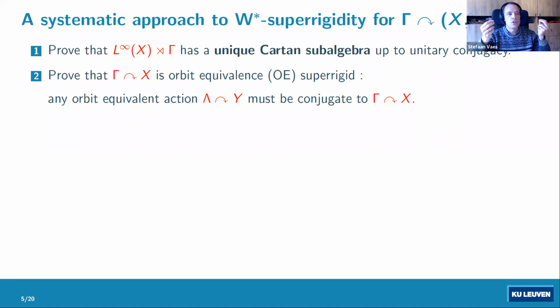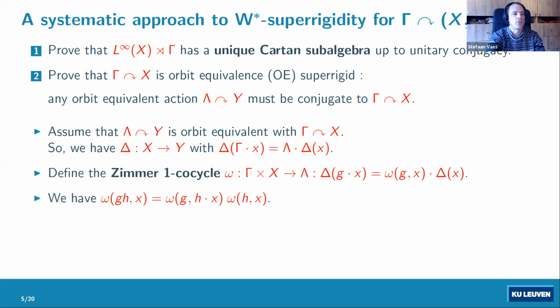You can then choose the isomorphism to preserve the canonical subalgebra L infinity of X by uniqueness. And thus the isomorphism induces a so-called orbit equivalence of the actions. And therefore in step two, which is a kind of independent step, you have to prove that from the orbit equivalence relation, you can actually recover the group and the action.